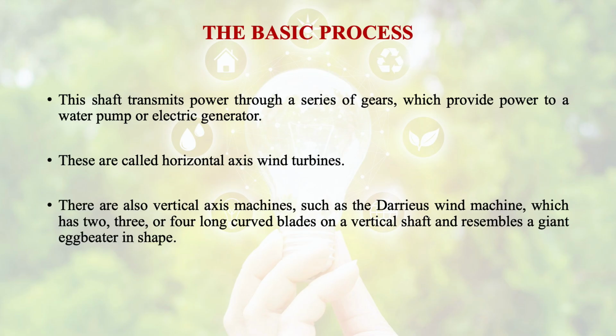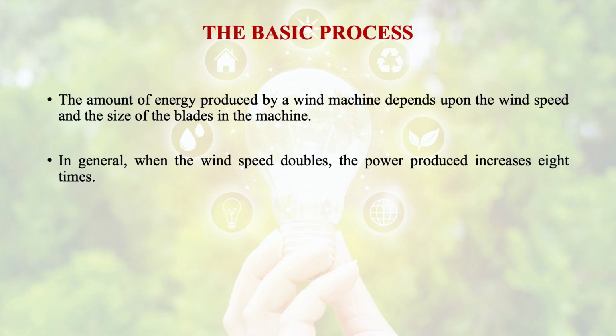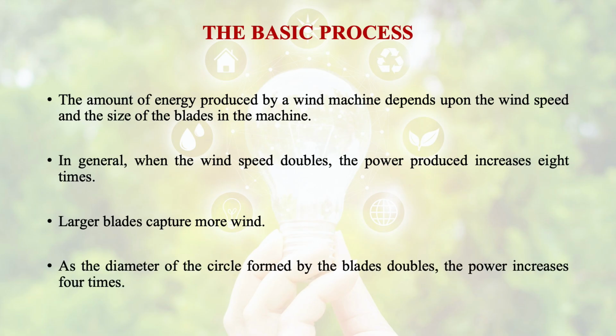There are also vertical axis machines such as the Darrieus wind machine, which has 2, 3 or 4 long curved blades on a vertical shaft and resembles a giant egg beater in shape. The amount of energy produced by a wind machine depends upon the wind speed and the size of the blades in the machine. In general, when the wind speed doubles, the power produced increases 8 times. Larger blades capture more wind. As the diameter of the circle formed by the blades doubles, the power increases 4 times.